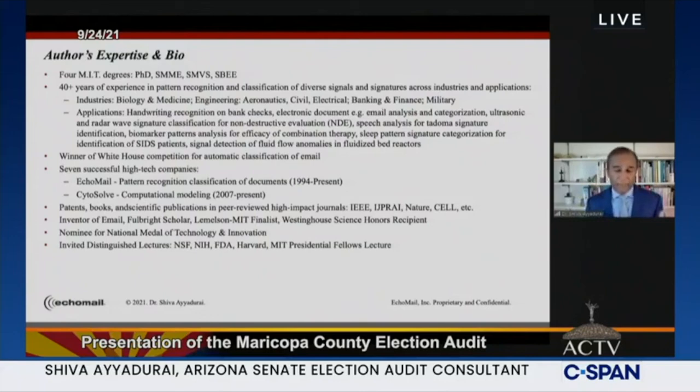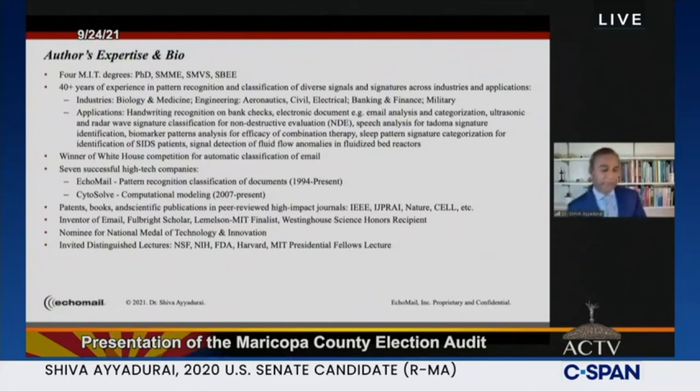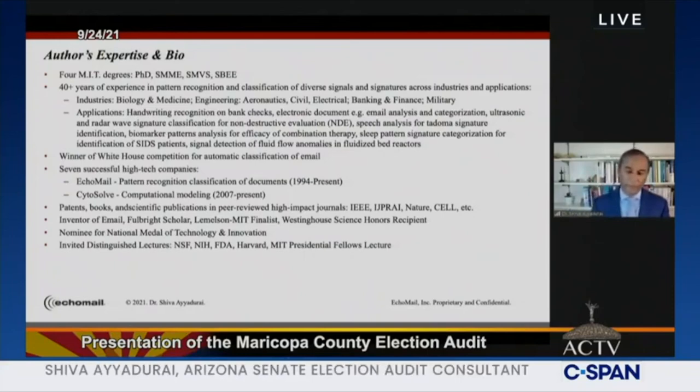I've published in the leading journals in the world. Nature Neuroscience is one of the eminent journals in the world. Cell, Biophysical Journal, IEEE. These are high-impact peer-reviewed journals. The U.S. Copyright Office delivered me the first copyright for the invention of email. I'm a Fulbright scholar, a Lemelson MIT finalist. I won one of the earliest Westinghouse Science Honors Awards. I was a nominee for the National Medal of Technology and Innovation.